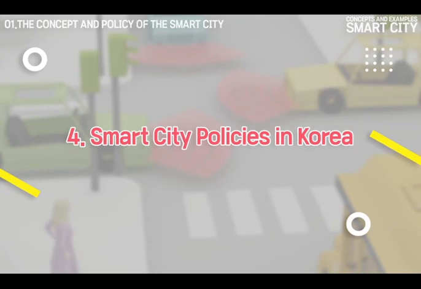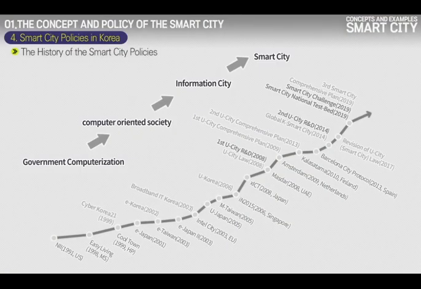Smart city policies in Korea. Korea has continuously promoted national smart strategies such as Cyber Korea 21, E-Korea, Broadband IT Korea, U-Korea, and Global K-Smart City since the late 1990s.